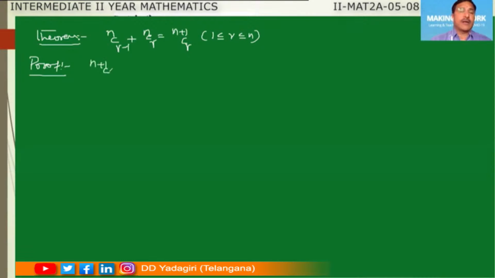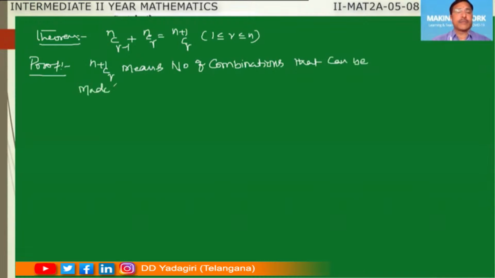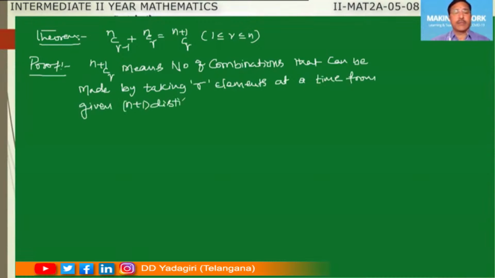So n+1Cr means the number of combinations that can be made by taking r elements at a time from the given n+1 distinct elements.